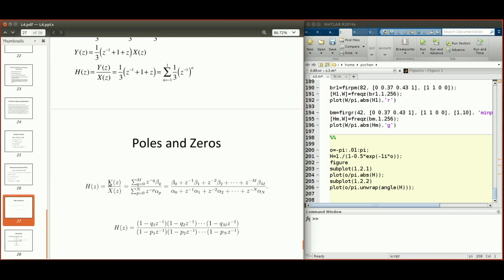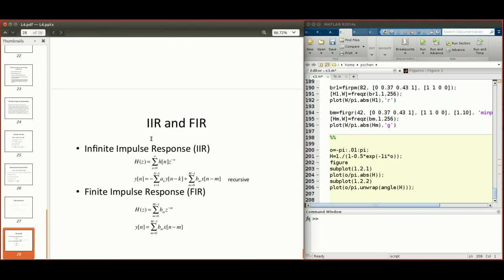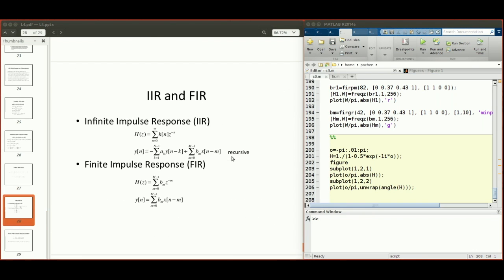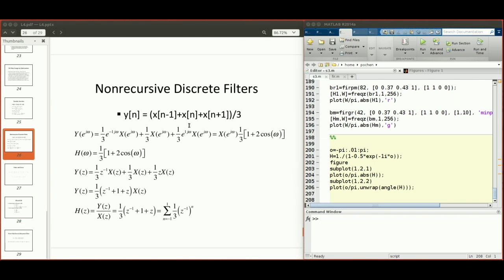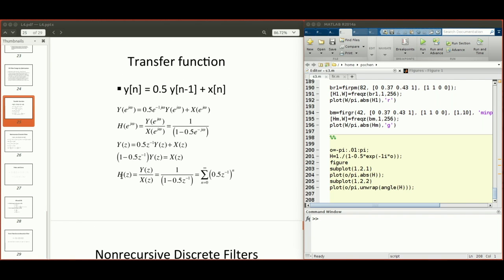By using this kind of formula representation of the transfer function, either this one or this one, we can account for both cases, either IIR or FIR. Both can be represented by this kind of formula. The previous two examples, for this non-recursive formula and this recursive formula, were basically computing the transfer function from the recursive formula in the time domain, right?